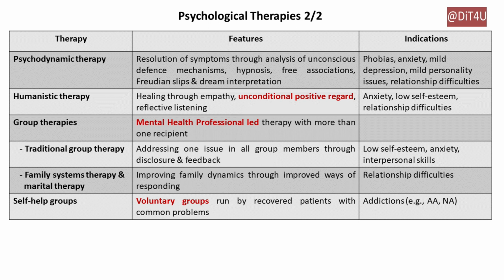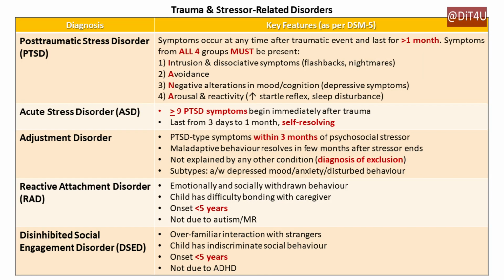Family systems therapy and marital therapy: improving family dynamics through improved ways of responding to each other. That is used obviously in relationship difficulties. Self-help groups, on the other hand, have no mental health professional there. Okay, so that's the difference. They are voluntary groups run by recovered patients with common problems. Classic examples are addictions, AA and NA.